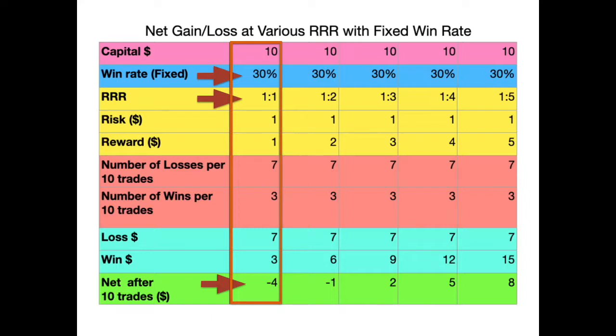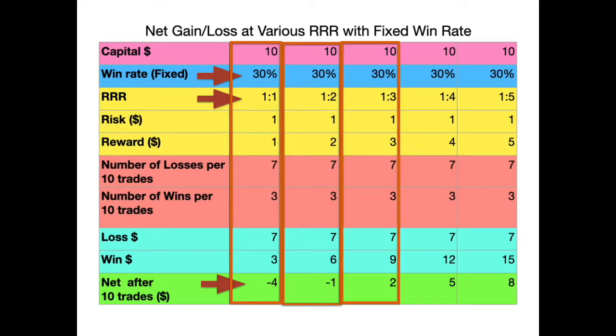Now, if you used a RRR of 1:2, your net loss is at $1. However, if you used a 1:3 RRR, while your win rate is 30%, you would have gained $2 after 10 trades. So that's a 20% gain, and it's not bad at all, considering that your win rate is not really very high at 30%.